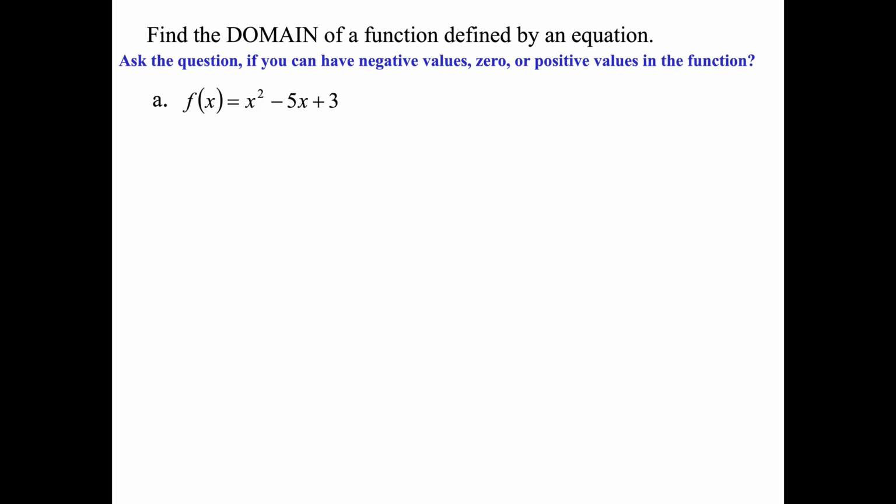Then the next variable term, we have negative 5 being multiplied to x. Can negative 5 be multiplied to all negatives? Yes. Can negative 5 be multiplied to 0? Yes. Can negative 5 be multiplied to positive numbers? Yes. No restrictions on that term. Can I add 3 to my negatives, 0, and positive numbers? Yes. These three terms, there's no restrictions. So my domain is all real numbers.